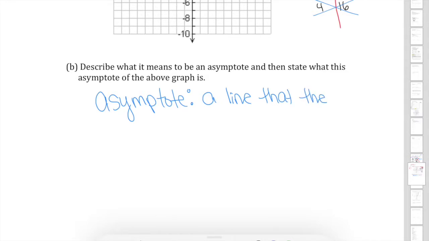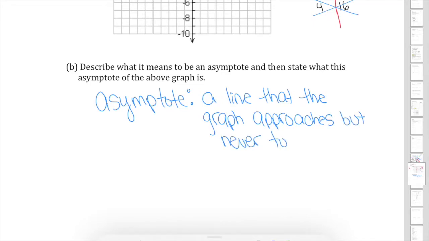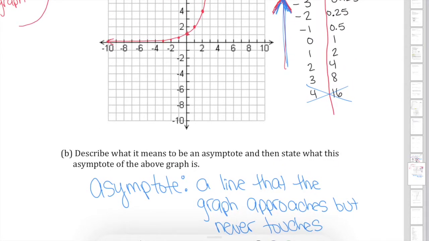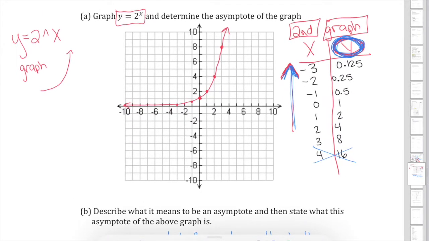So your asymptote is a line that the graph approaches but never touches. So again, an asymptote is a line that the graph approaches but never touches. Okay, so a line that the graph approaches but never touches.